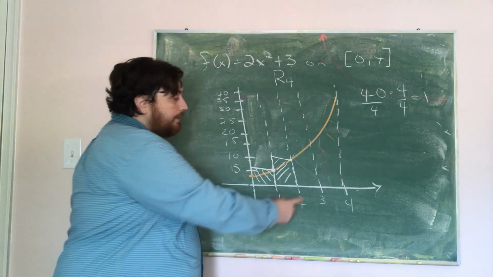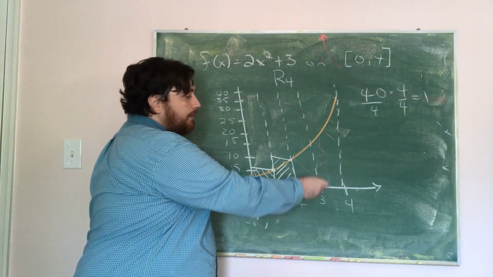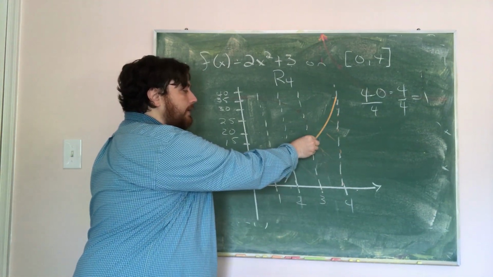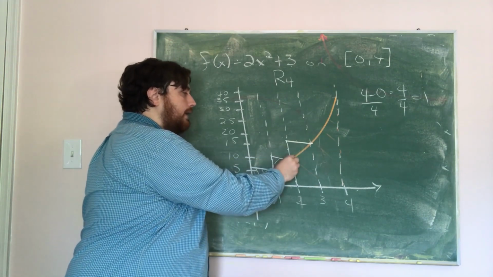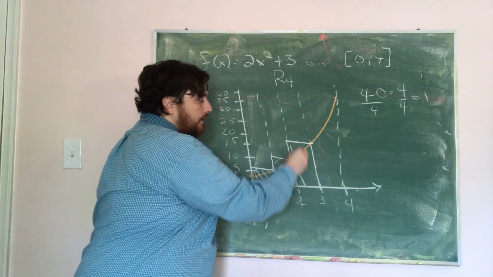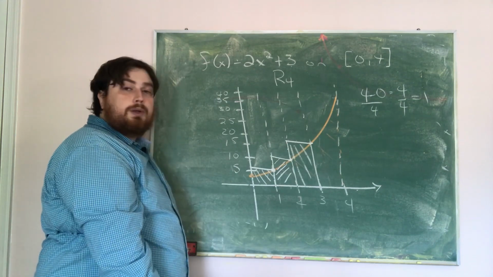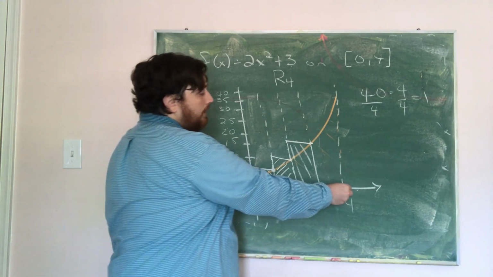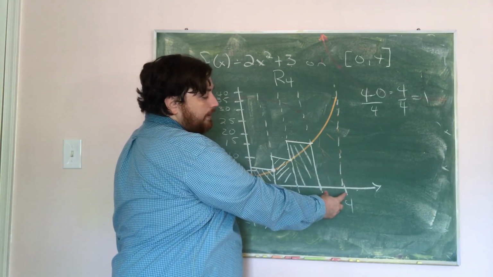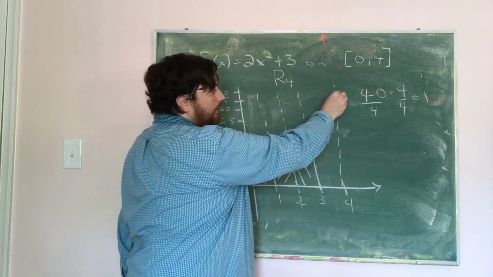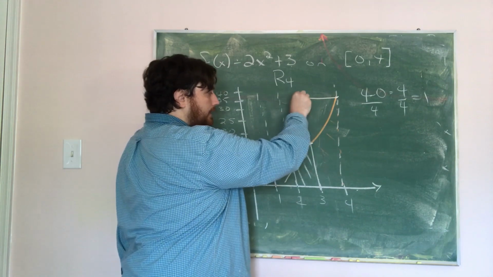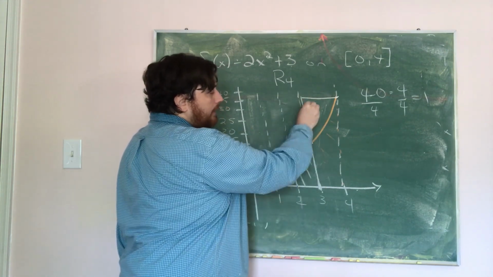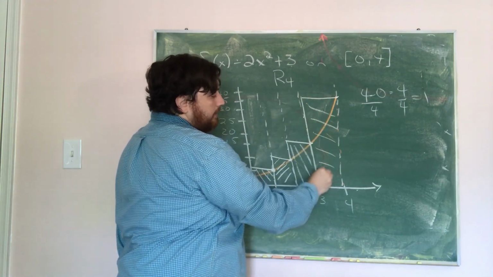If I do the same thing from 2 to 3, 3 is going to be my right endpoint. My function value is here. I'm going to draw a vertical line there, and that is going to be my third rectangle, and I'm going to need to find that area. For my fourth rectangle, from 3 to 4, the right endpoint is 4. So I plug 4 into the function, I use that as my vertical line, and now my fourth rectangle will look like that.